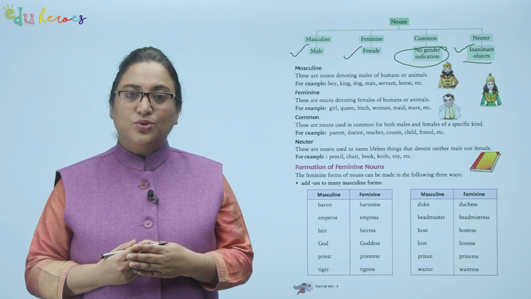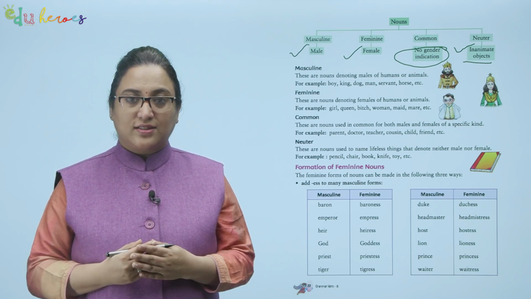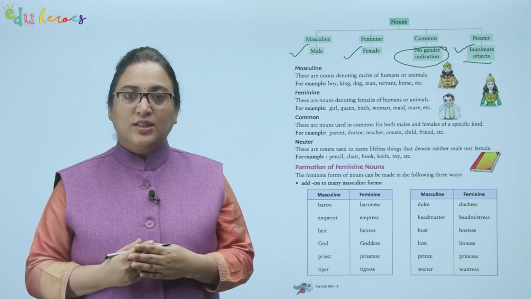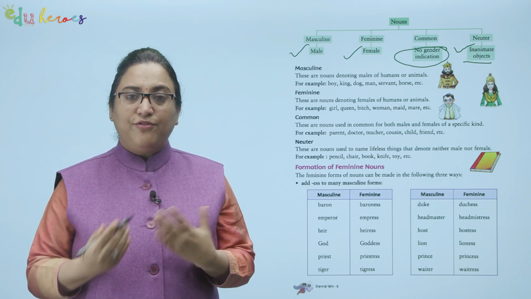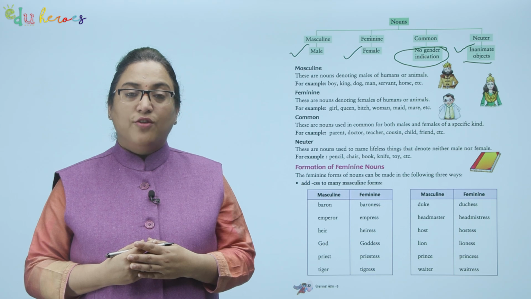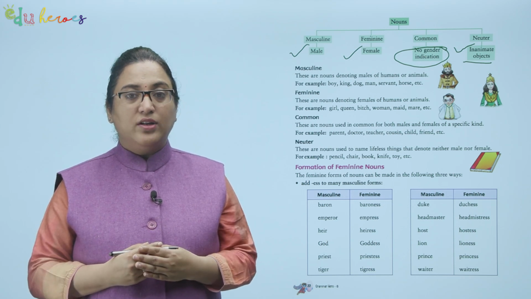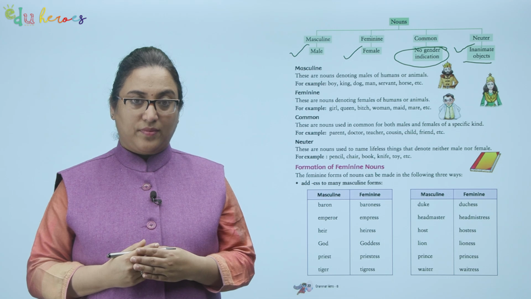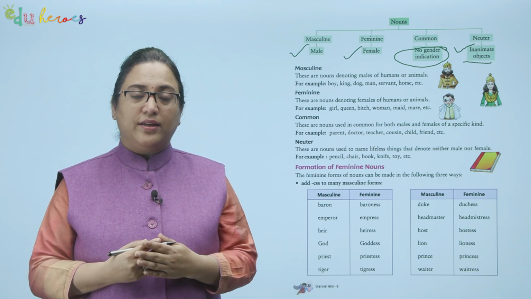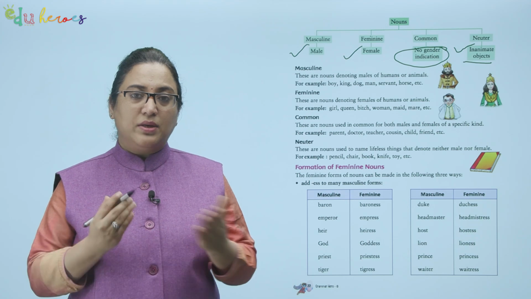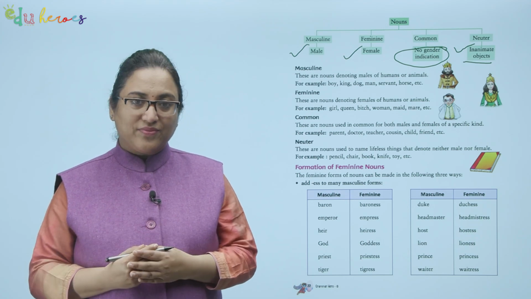Neuter. These are nouns used to name lifeless things that denote neither male nor female. So these are inanimate objects or lifeless things. For example, pencil, chair, book, knife, toy, etc. लेकिन सब कैटेगरीज नेम्स ऑफ थिंग्स हैं, तो सब के सब नाउन्स हैं बट डिफरेंट कैटेगरीज हैं.